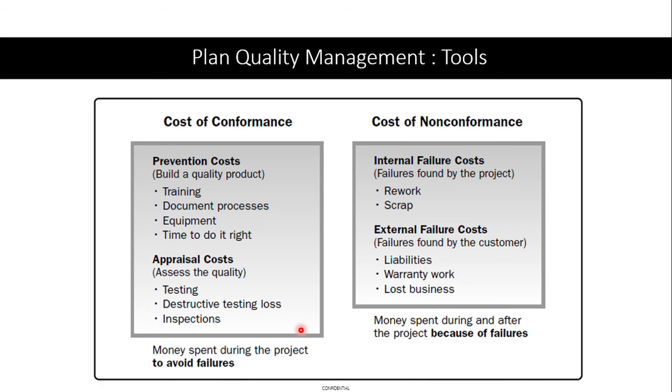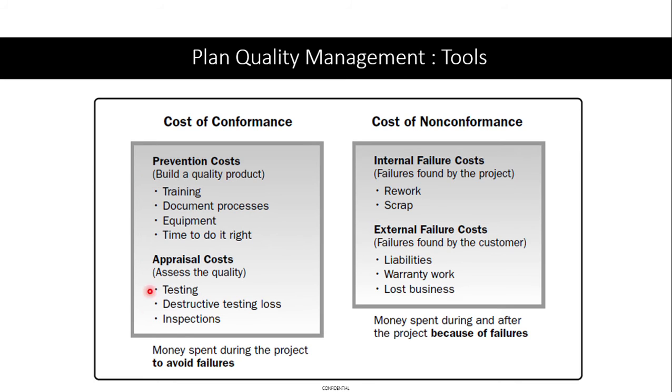So as I told you, prevention cost includes training, documenting, or certain equipment. You invest in certain automatic UA testing software, or any software that is required to test the systems. So these are all the prevention costs that are required to build a quality product.